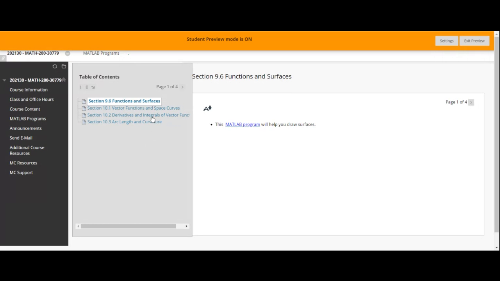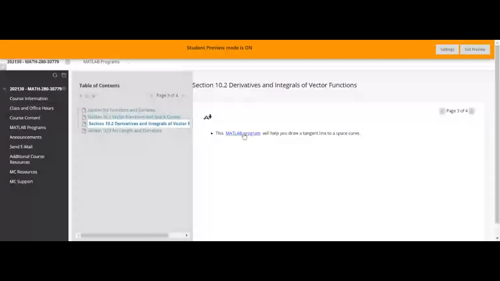So we're talking about section 10.2, and this MATLAB program will help you draw the tangent line to a space curve. Just click on the MATLAB program, and it should download to your computer a MATLAB program that's going to do this. The MATLAB program is tailored to this example. So click on it, and if you have MATLAB installed, which everybody should have by now, it should bring up MATLAB.